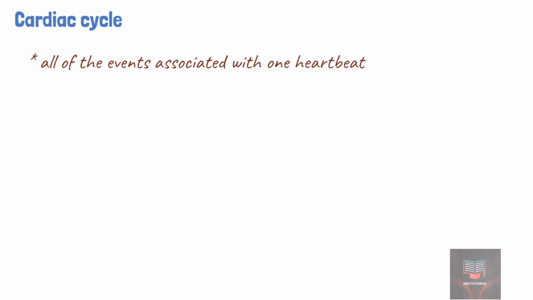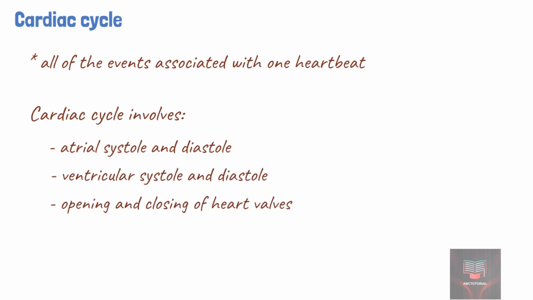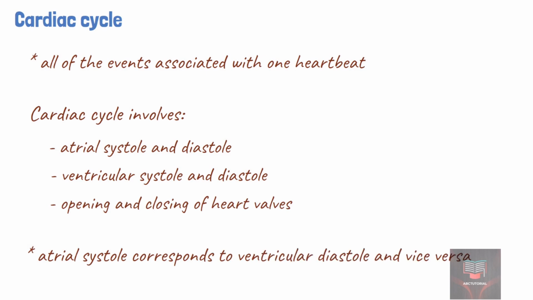A single cardiac cycle includes all of the events associated with one heartbeat. This consists of the atrial systole and diastole, ventricular systole and diastole, and opening and closing of the heart valves. Generally, when the atria contract, the ventricles relax and vice versa. That is, atrial systole corresponds to ventricular diastole and vice versa. The cardiac cycle can be broken down into 5 stages.